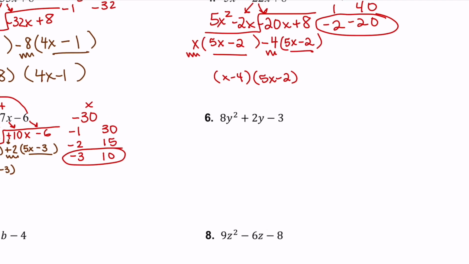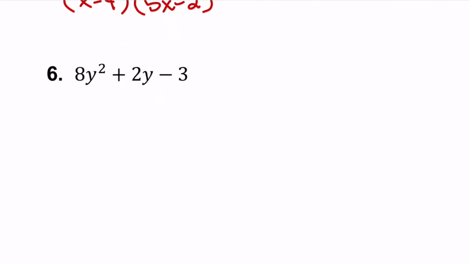Now looking at number 6, we have some different letters, some different variables here. 8 times negative 3 is negative 24. We are going to find two things that multiply to negative 24, and if you're multiplying two numbers and the product is negative, one needs to be positive, one needs to be negative. Now we're trying to add to be a positive 2. So since that's a positive number, we want the bigger number to be positive.